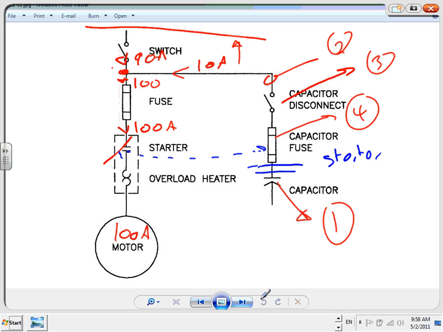You know what the chance is? You're taking a chance of over voltage and overcorrecting and leading power factor because you're not turning them off.